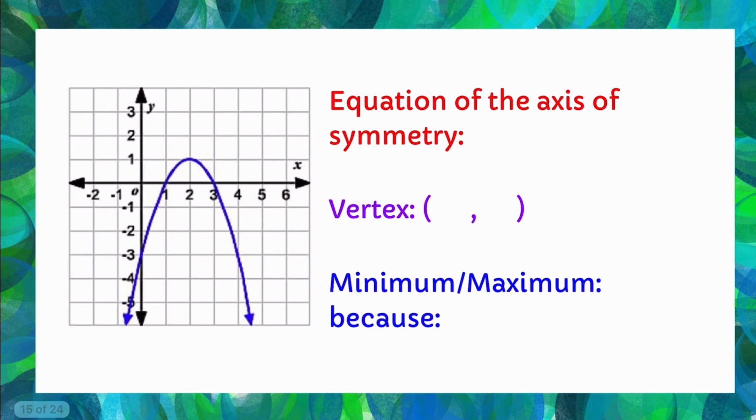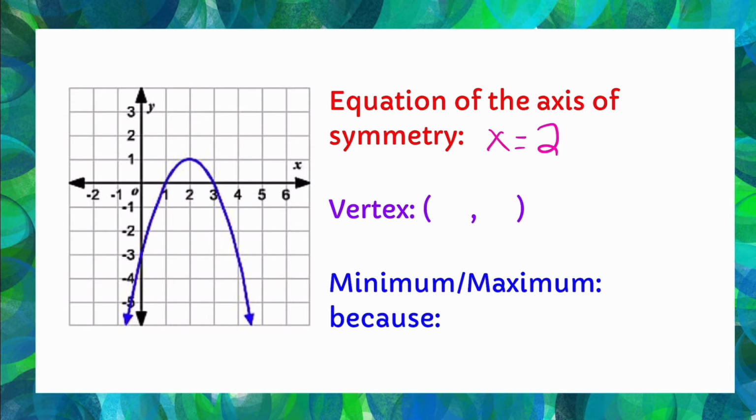So let's look at a simple graph here. I'm looking for the equation of the axis of symmetry. So just to remind you, I'm going to draw my line through there. What is the equation of the axis of symmetry? Well, that's going to be x equals 2 because it goes through that x value.